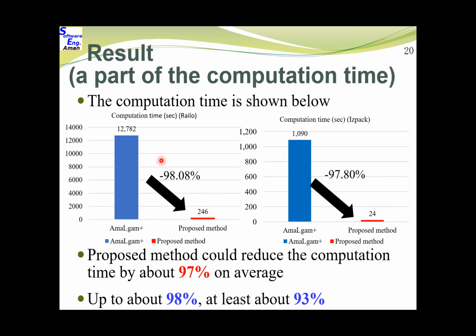And I will show another result, about the computation time. In the figure, the blue bar represents the computation time of amalgam plus, and the red one represents the computation time of the proposed method. In the Rails project, the proposed method reduced the computation time by about 98%, and also in the Spike project, the proposed method reduced the computation time by almost 98%. And in total, the proposed method could reduce the computation time by about 97% on average.